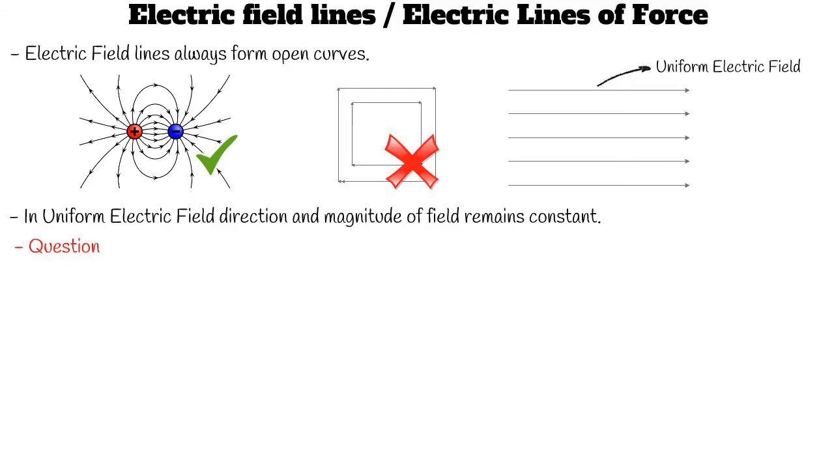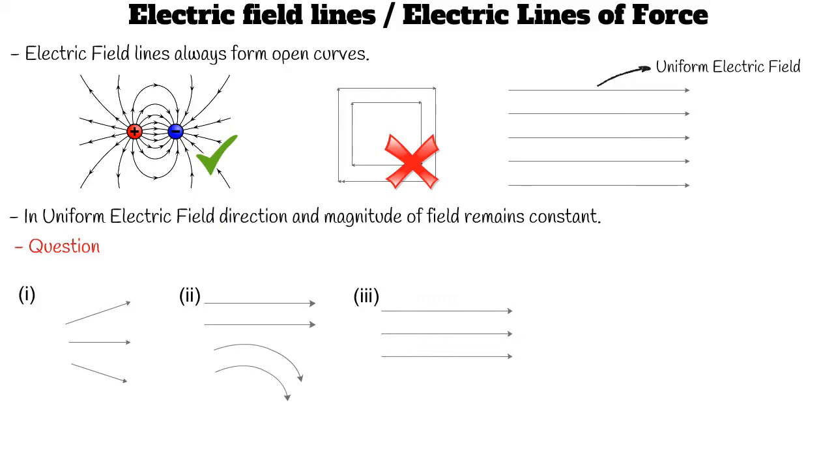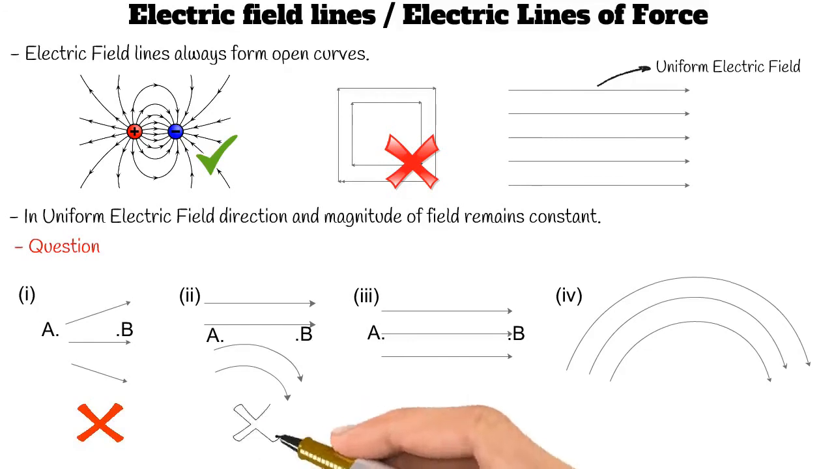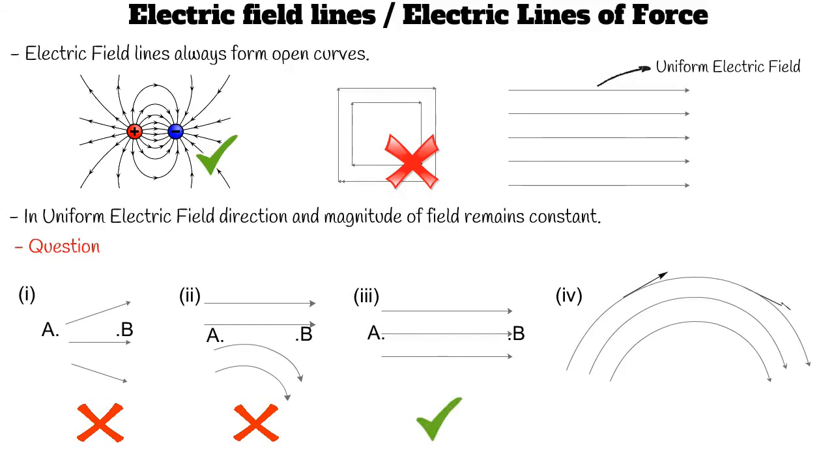Let's solve a question. Which of them represents uniform electric field? Let's mark points A and B in diagrams. On moving from point A to B in first and second, the intensity of electric field lines changes. Thus the electric field is not constant. On moving from point A to B in third, the intensity of the electric field lines is constant and the direction of electric field lines is also constant, so it shows uniform electric field. In fourth, the direction of electric field is constantly changing.